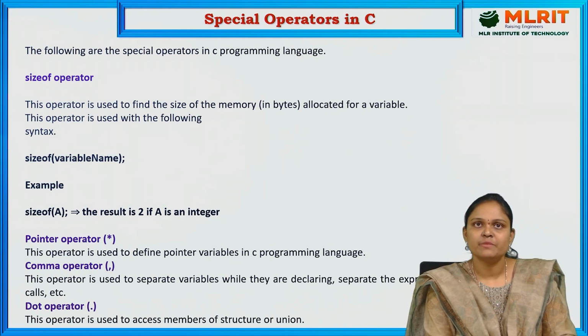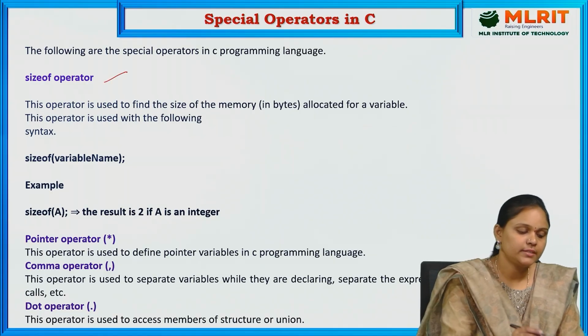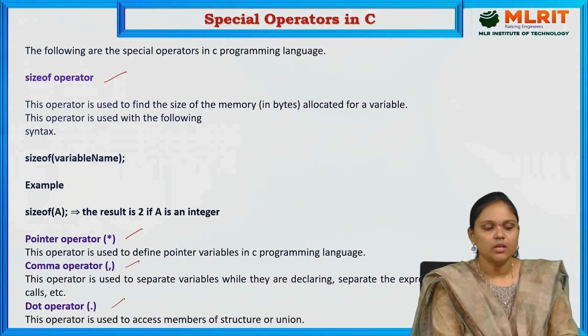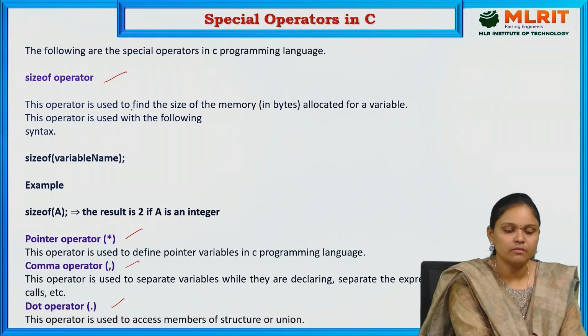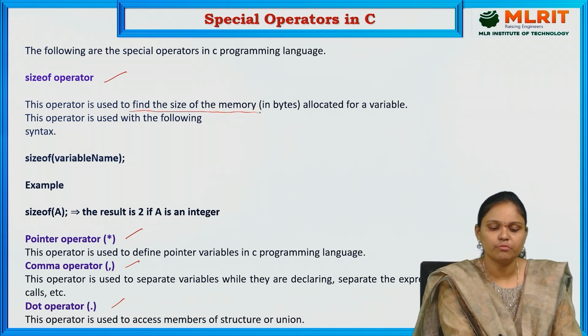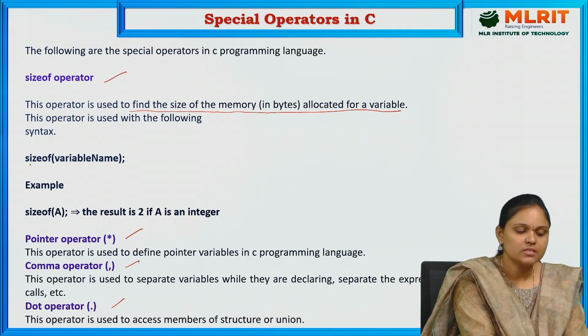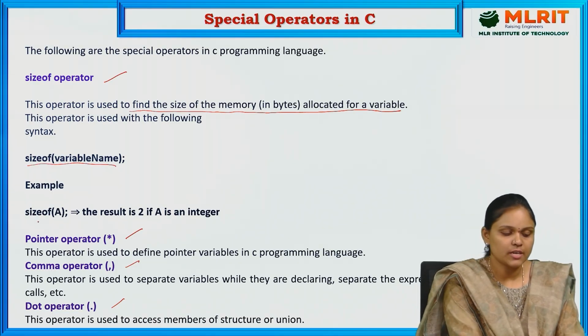And the next is special operators. Some of the special operators that are there in the C program are the sizeof operator, the next one is the pointer operator, next the comma operator, and the next one is the dot operator. The sizeof operator tells about the size of the memory that was allocated for a variable. It is used to find the size of memory in bytes allocated for a variable. The syntax for this is sizeof and the next variable name. Some examples are sizeof A.